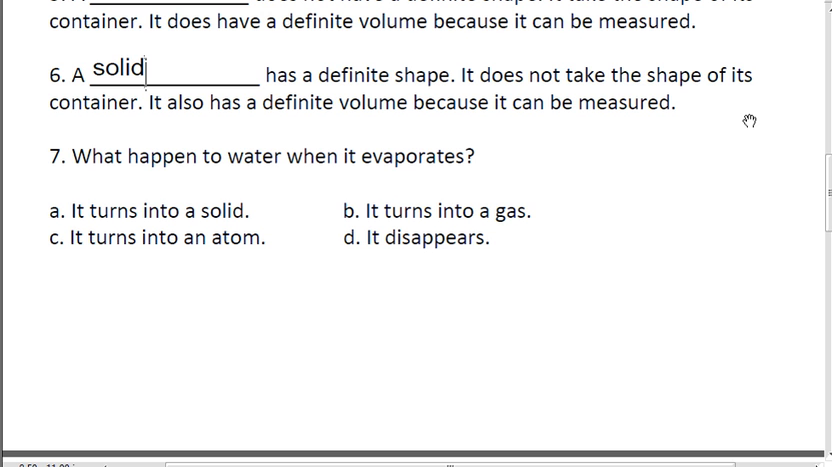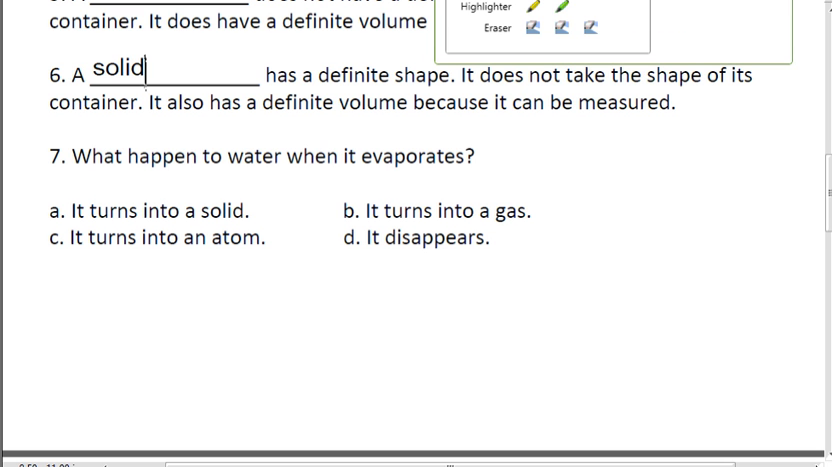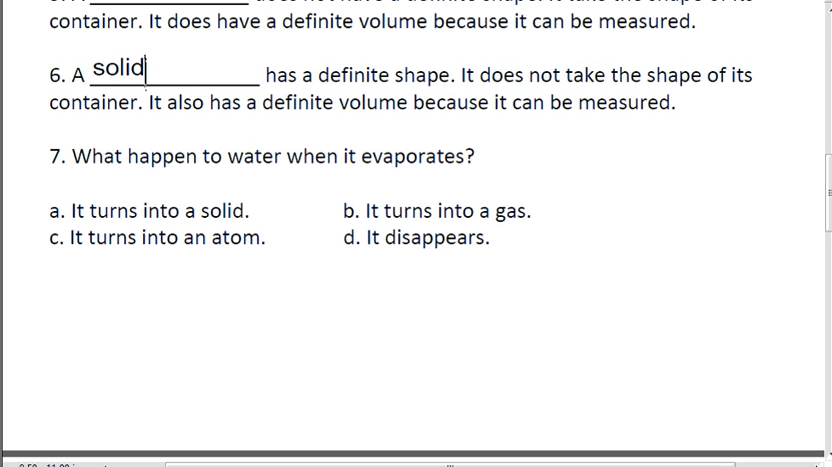Look at 7. What happens to water when it evaporates? It turns into a gas. Yes, turns into a gas. Like when you're boiling water, doesn't the steam go up into the air? Yeah. That's evaporation. Only something hot. When it's boiling, it evaporates. B, turns into a gas.